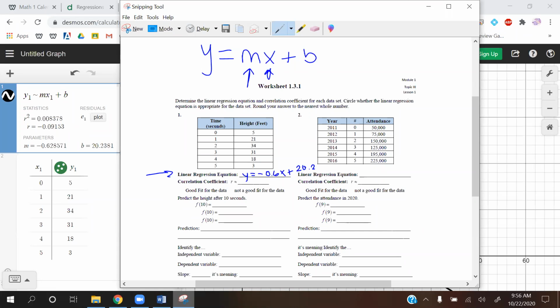Okay, so we have our linear regression equation. If you guys don't have any questions, I'm going to move on. If you do, interrupt me because I need to know if you have a question.